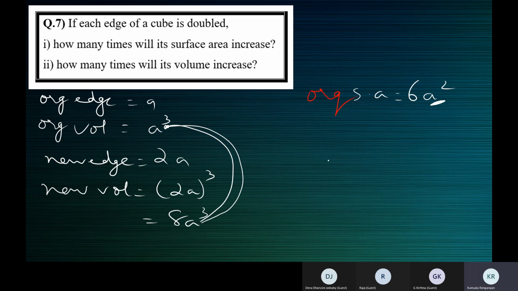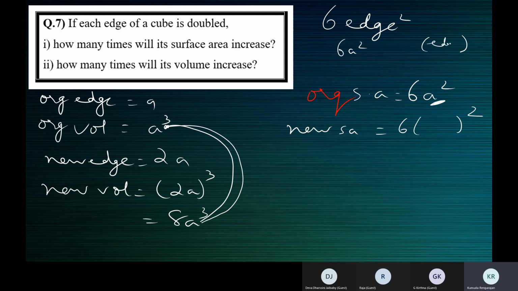6A square units. The new surface area will be 6 times edge square. See children, it is 6 edge square. Whatever is the side or the edge, you should square it, and 6 times that is the surface area. 6A square. What is A now? The new side or the new edge is 2A. Original surface area is 6A square. New surface area is 6 times edge square.